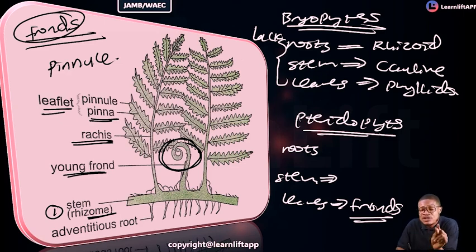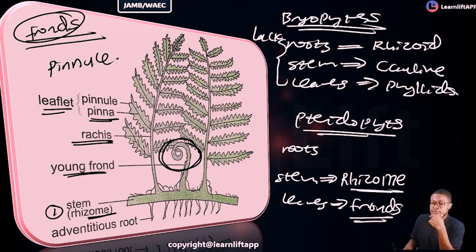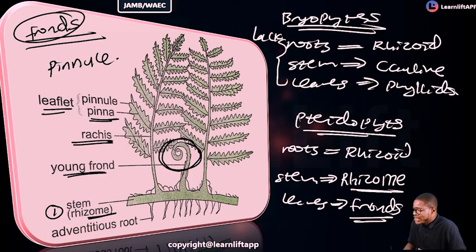Another thing is in terms of their stem. The stem that you see in your pteridophyte is an underground stem. That underground stem is what forms the rhizome. Rhizome is different from rhizoid. The roots of pteridophytes are called your rhizoid. So in your bryophyte and your pteridophyte, the root has the same name. The root of bryophyte is rhizoid. The root of pteridophyte is rhizoid. The stem of bryophyte is cowline. The stem of your pteridophyte is called rhizome, and it is the underground horizontal stem.